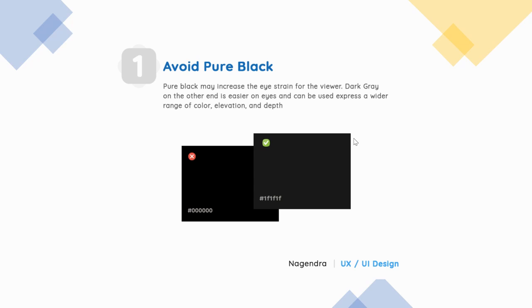Google Material Design recommends a dark gray color for this, with the code 121212. So that is the color I am recommending for the dark surface color: 121212.